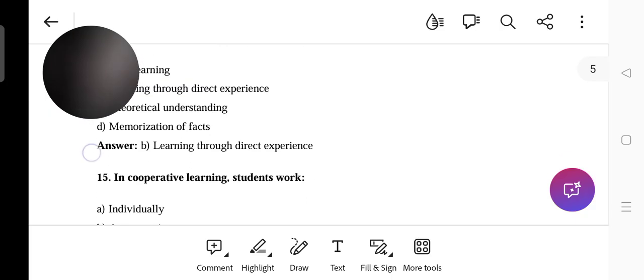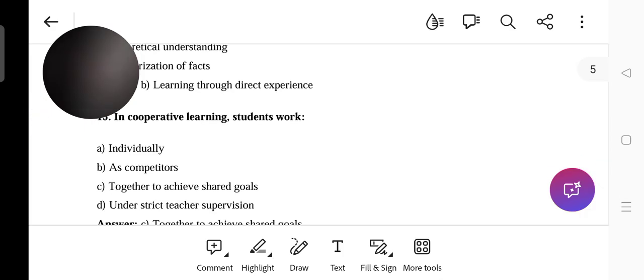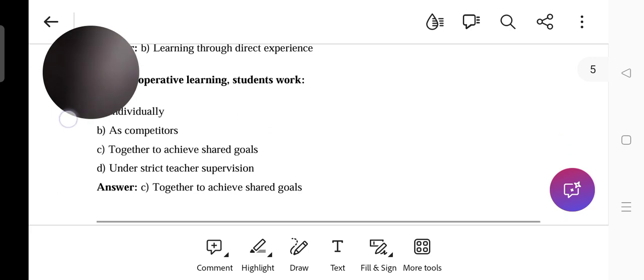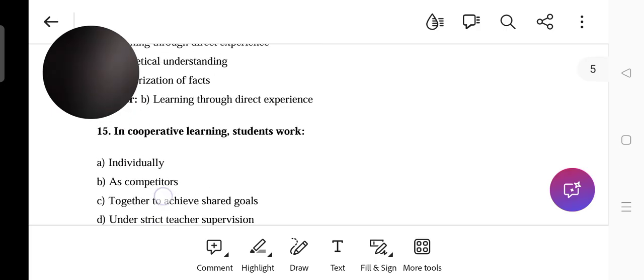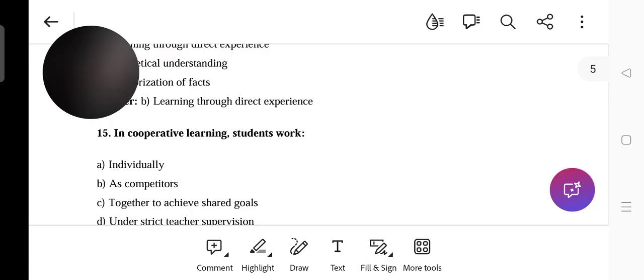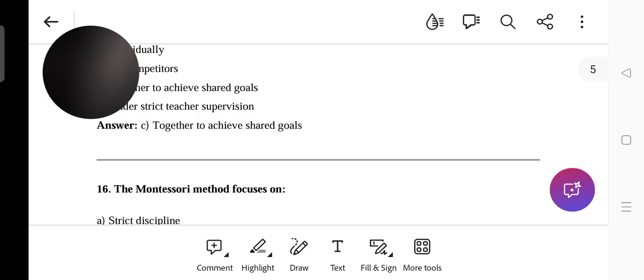Okay, the next question. In cooperative learning, students work, option A, individually, option B, as competitors, option C, together to achieve shared goals, and option D, under strict teacher supervision. So here option C will be the appropriate, together to achieve shared goals, because here asked in cooperative learning, students work together to achieve shared goals.